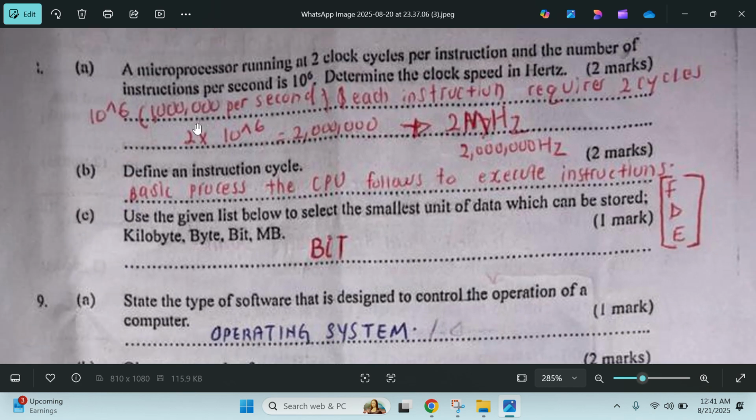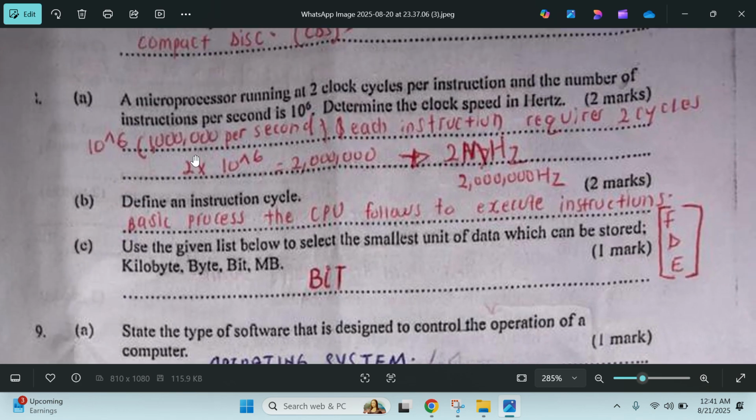Number 8. A microprocessor running at 2 clock cycles per instruction and the number of instructions per second is 10 to the power 6. Determine the clock speed in Hz. So a microprocessor is first of all running at 2 clock cycles per instruction. And they're telling us the number of instructions per second is 10 to the power 6. So 10 to the power 6 means that this processor is going to have 1 million instructions per second.